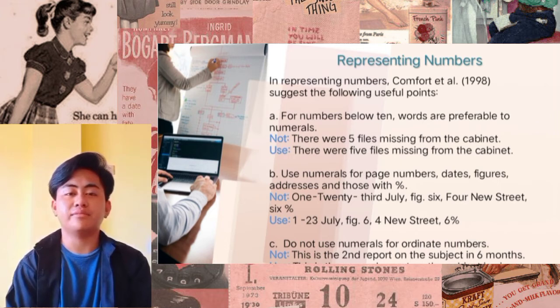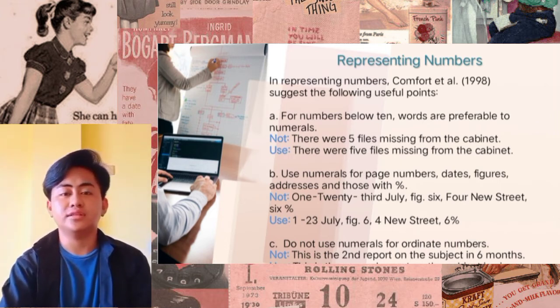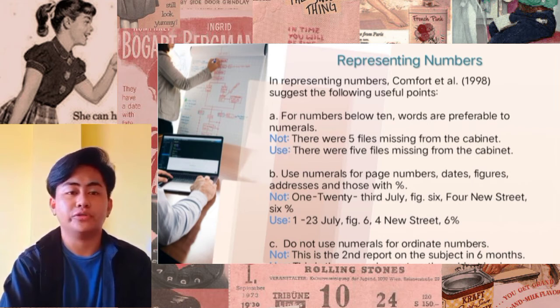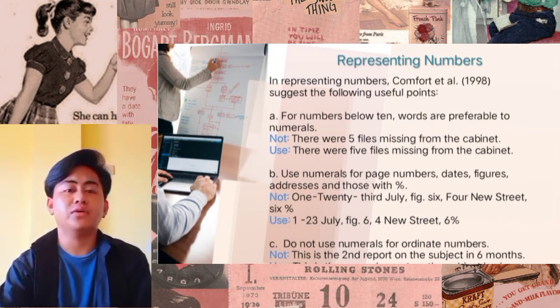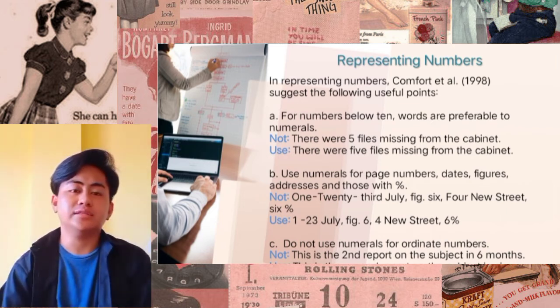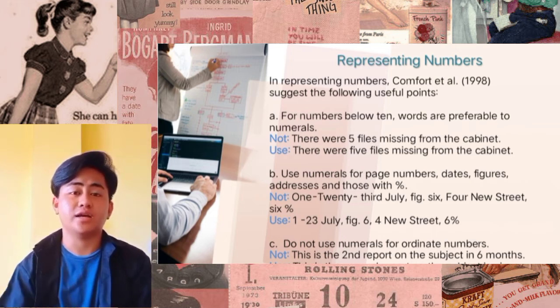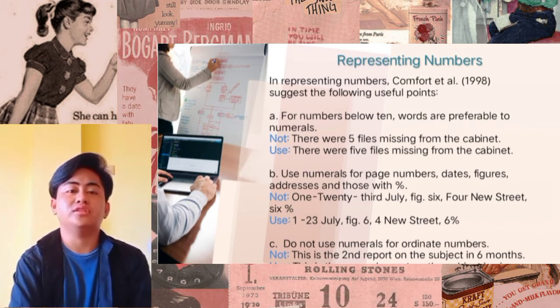Representing numbers. In representing numbers, Comfort et al. 1998 suggests the following useful points. A. For numbers below 10, words are preferable to numerals. So, pag 0 to 10, kailangan pag gagamitin siya sa sentence, naka-spell out siya. For example, there were five files missing from the cabinet.